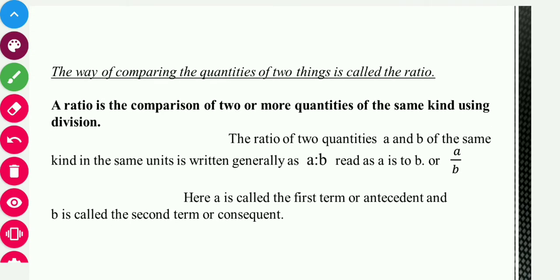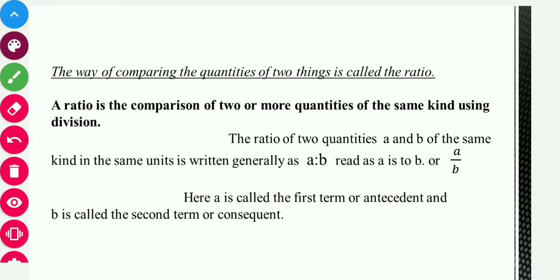Here I would like to give you first of all one example. Suppose you are comparing two children in terms of their marks. You can perform that comparison by subtracting their marks, either by saying that one person is having less marks than the other, or one is having more marks than the other. So the way of comparing the quantities of two things is called a ratio.